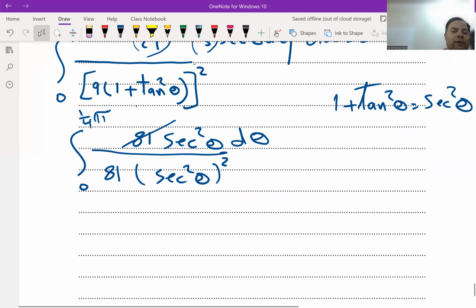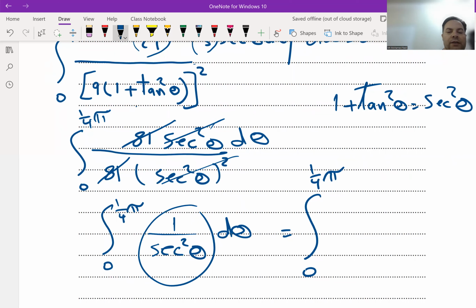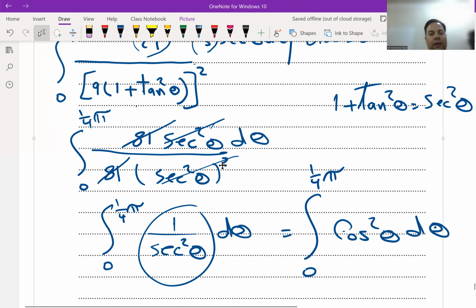Cancel the 81 together, so integrate from 0 to pi over 4 sec squared theta, and the sec squared theta in the denominator squared gives 1 over sec squared theta, d theta. So integrate from 0 to pi over 4, 1 over sec squared is cosine squared theta d theta. This is the final answer, simplified, as asked to show.